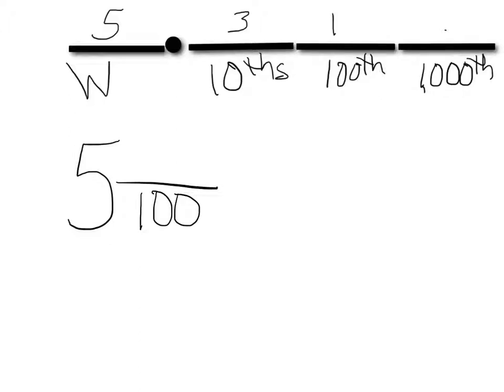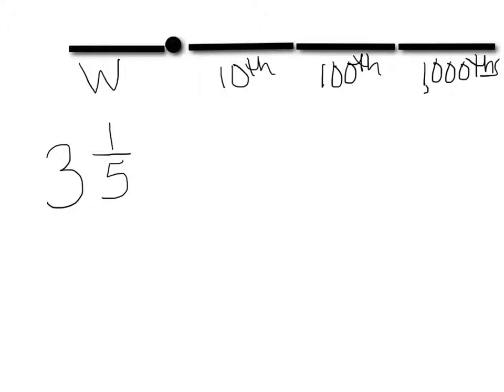So what number do we put on top of our denominator? Put both of them. We put the 3 and the 1. 31 hundredths. So our decimal 5.31 can also be written as 5 and 31 hundredths. Still with me? Good.